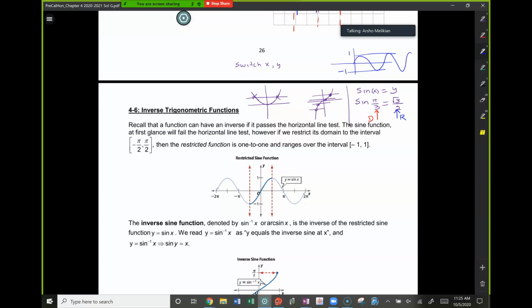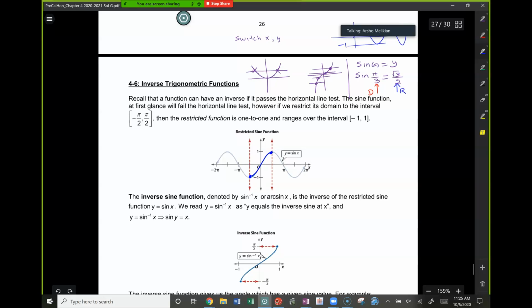Of course not. What we do is we say, you know what? Let's just take a little tiny itty bitty part of the sine function. Namely, let's just take this portion of the sine function. Does that portion satisfy the horizontal line test? It does. So now when I find the inverse of the sine function, it's only for that portion.